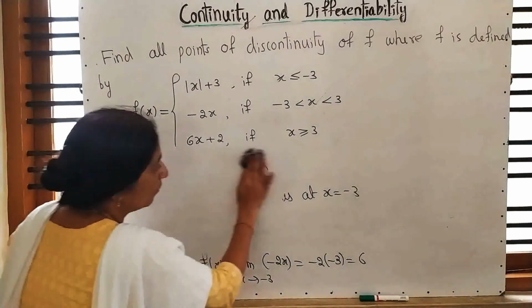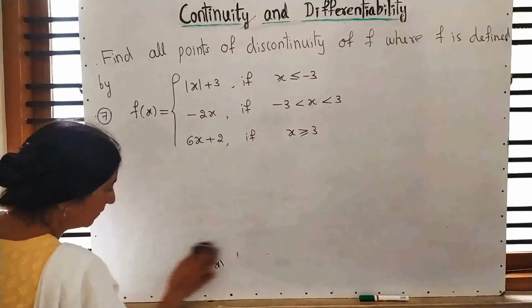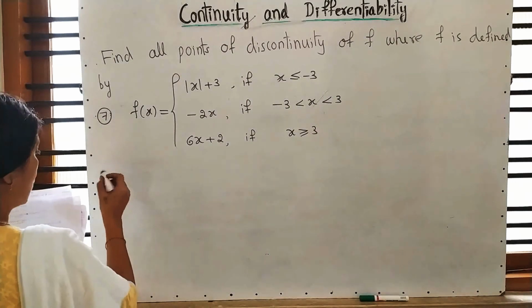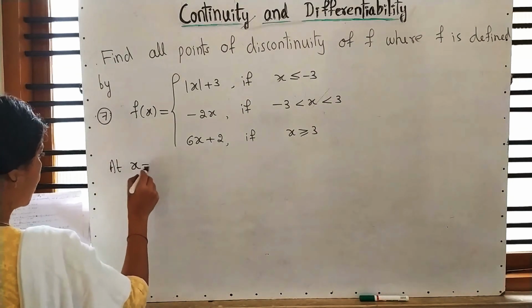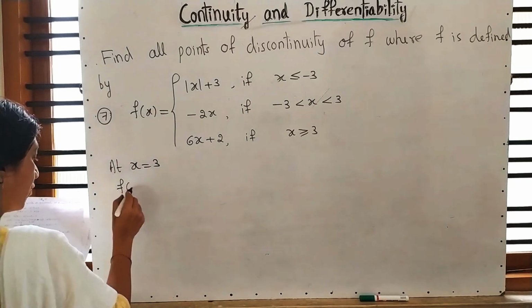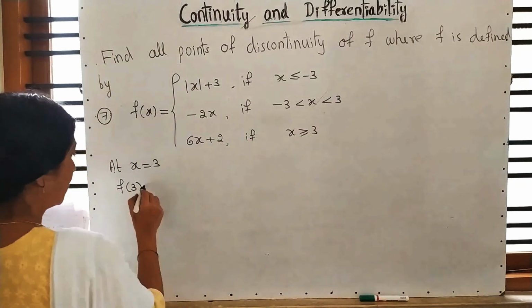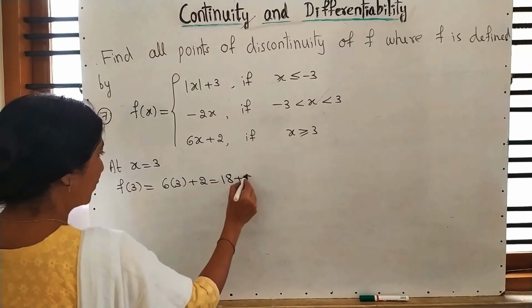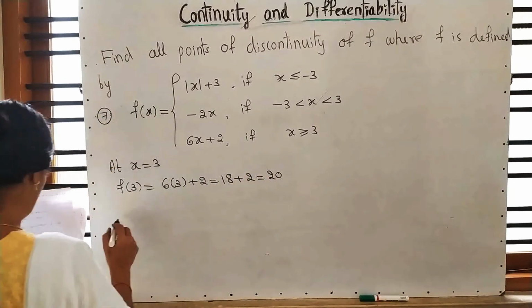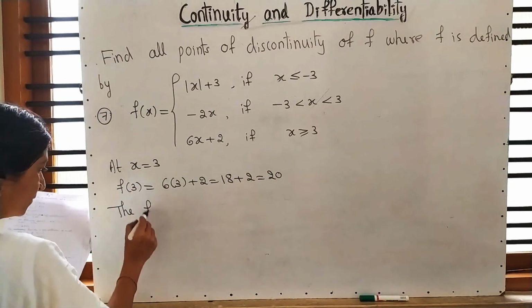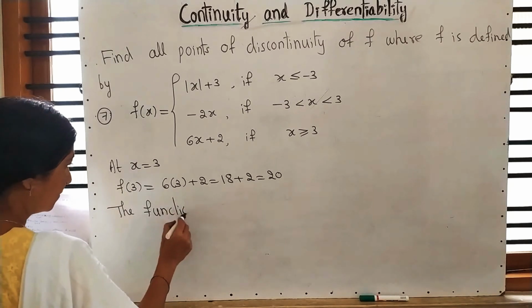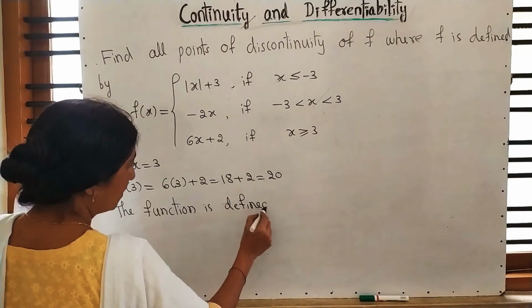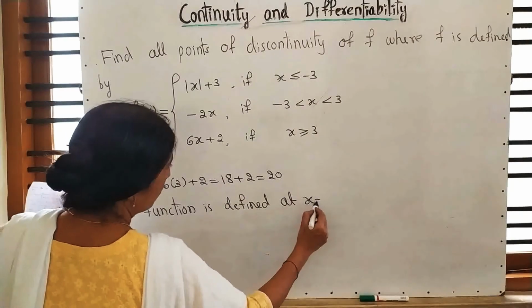Yes, students, now you will solve along with me, no? Yes. Right now, at x is equal to 3. F of 3, where the equal sign is here: 6 into 3 plus 2, that is 18 plus 2, 20. So the function is defined at x is equal to 3.